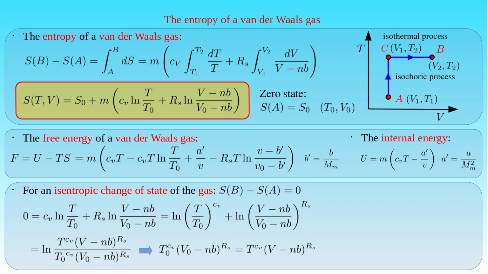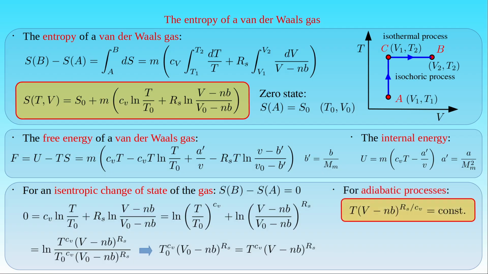Here the reference temperature T0 and the reference volume V0 are constants given in the zero state of the system, that is, the right-hand side of the equation is constant for any temperature and volume of the gas. Then we conclude that in an adiabatic change of state of real gases, that is, in reversible processes without entropy production, we can state that the temperature T of the gas times the difference between its volume V and its amount of species N times its volume correction constant B, raised to the ratio of the specific gas constant Rs of the gas to its specific heat capacity Cv at constant volume, is constant.